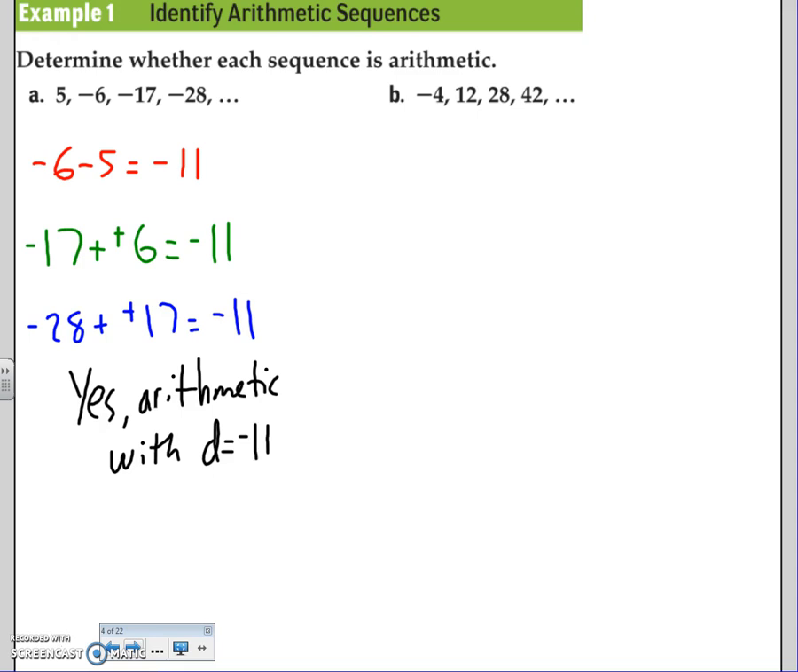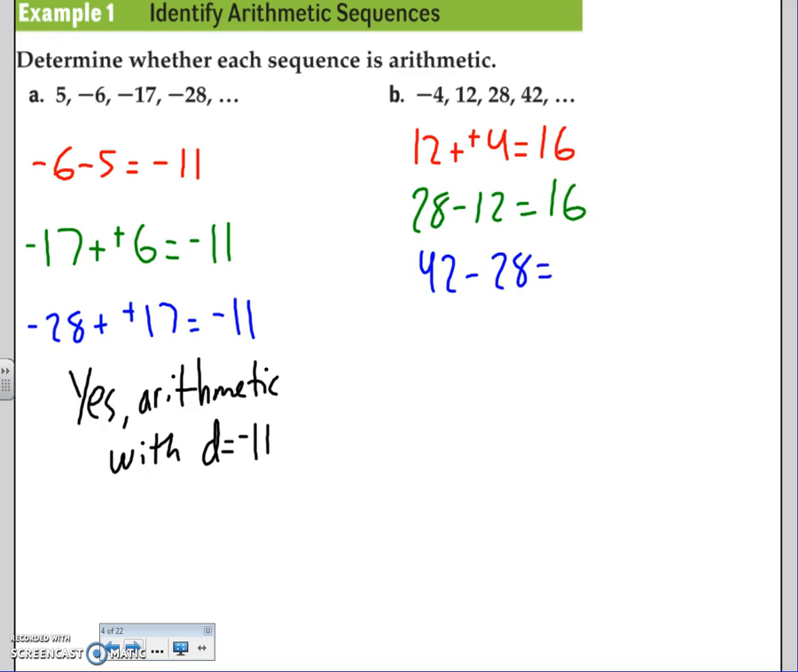I'll try this next one. So 12 minus negative 4, it's really adding, that's 16. So I think it's plus 16. I'll try the next one. 28 minus 12, that's 16, that's good. Try the next one. 42 minus 28, that's 14, that's different. So no, it's not arithmetic, because it's not a common difference. It changed. It went from plus 16, then plus 14. Alright, so make sure you know the difference.